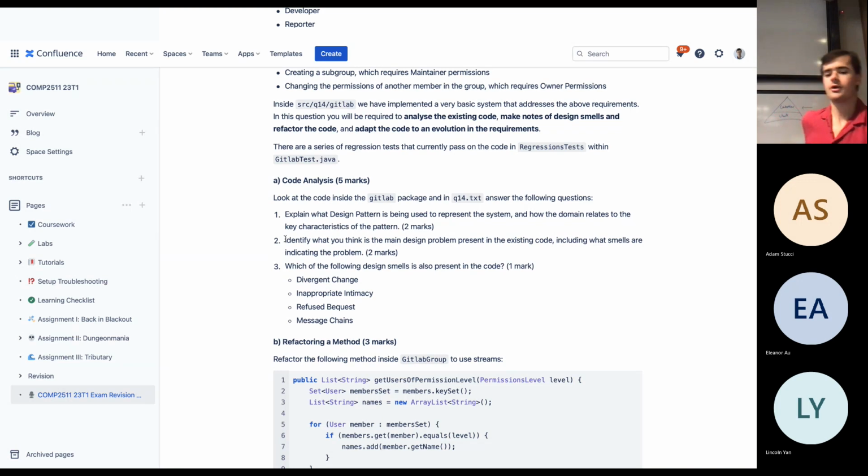Identify what you think is the main design problem present in the existing code, including what smells are indicating the problem. I don't think I remember when we did this question, people love to overcomplicate it. Just keep it simple, stupid. It's 2 marks. We saw this when we looked at the code: there's some repeated code. We've got a DRY problem. That's all you need to say, and maybe give some examples. So that's the smell, right? The DRY violation is the smell, and the design problem is, well, what could be causing it?